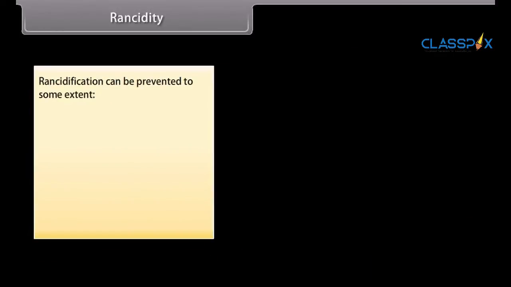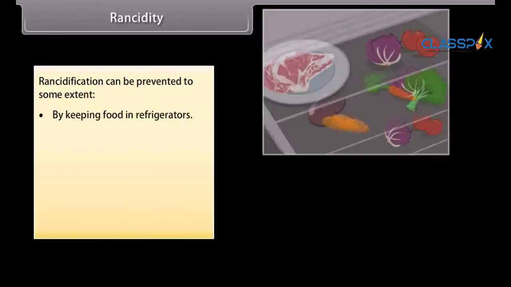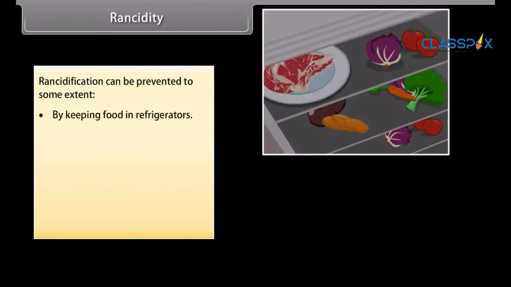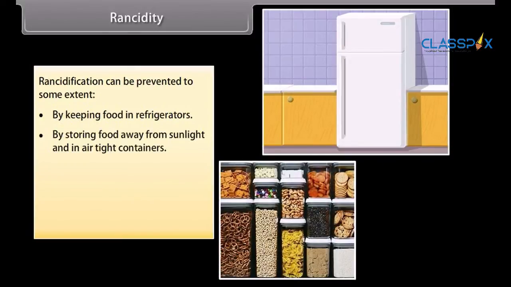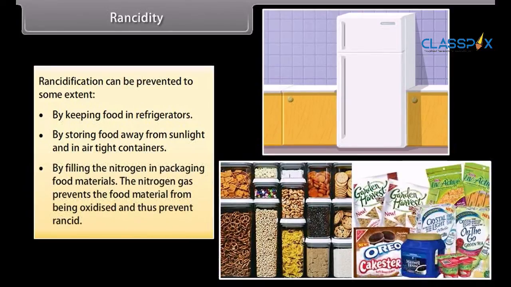Rancidification can be prevented to some extent by keeping food in refrigerators, by storing food away from sunlight and in airtight containers, by filling the nitrogen in packaging food materials. The nitrogen gas prevents the food material from being oxidized and thus prevents rancidity.